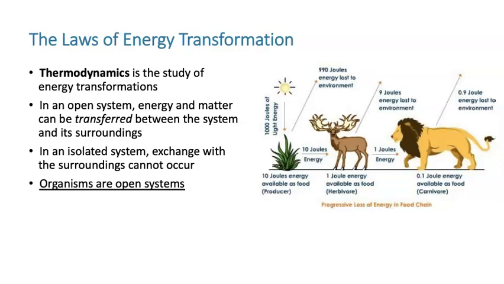Living things are open systems. We get energy from the things that we eat, and the things that we eat get energy from the things that they eat, or maybe you're eating plants. Hopefully you're eating plants. It's good for you. Plants get their energy from the sun. So we're an open system.